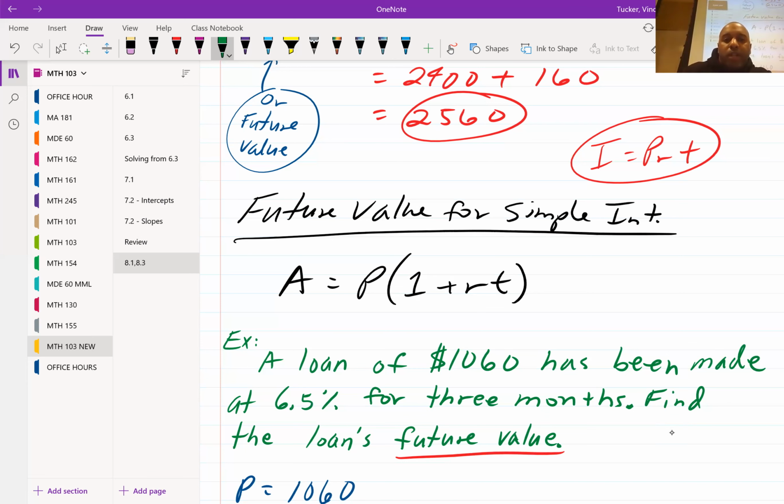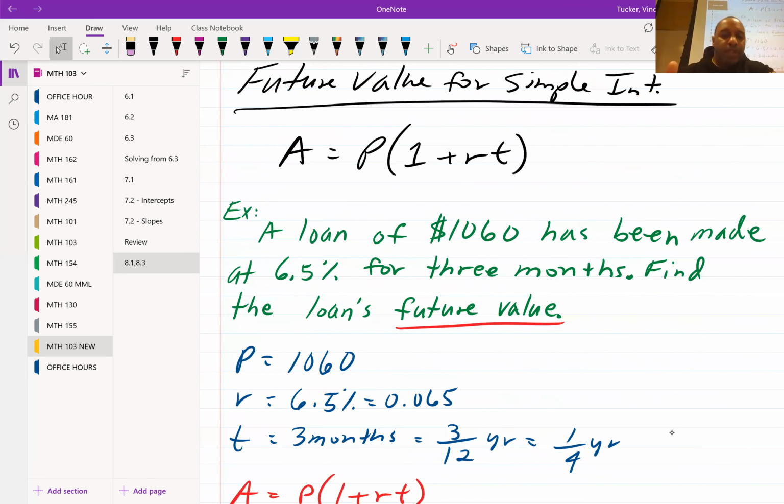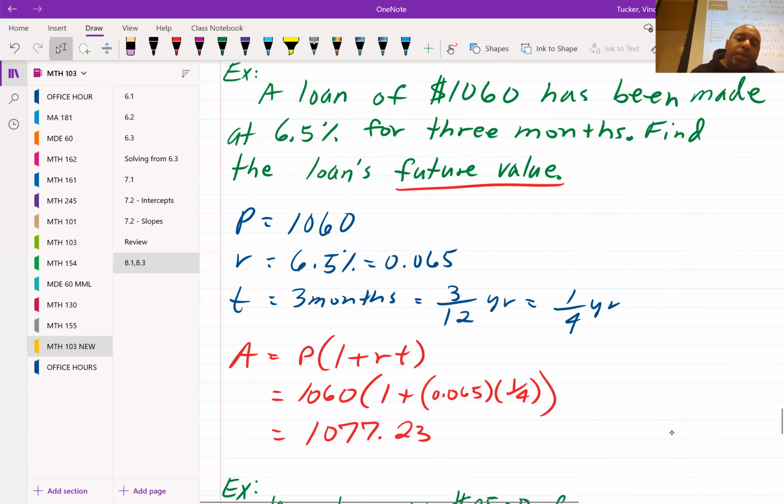So first thing we're going to do, extract the information that we need. So we have P, which is 1,060, the rate 6.5%. That'll be 0.065. Then we have time of 3 months. Place it as 3 over 12. So you can use the 3/12 or the 1/4 as your value plugging in. Plug into the formula. A is equal to P times 1 plus RT. So that's 1,060 times 1 plus 0.065 times 1/4. And that'll give us the answer 1,077.23.